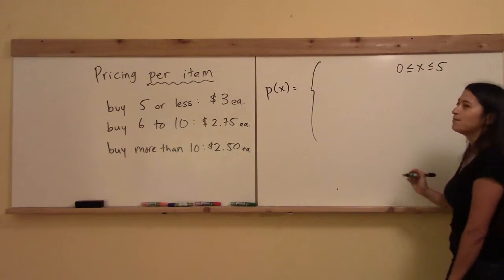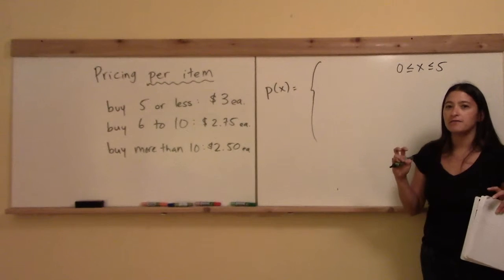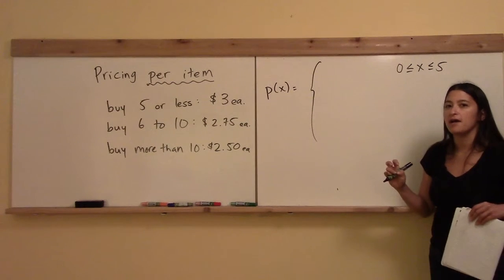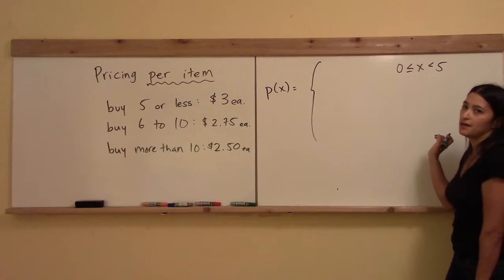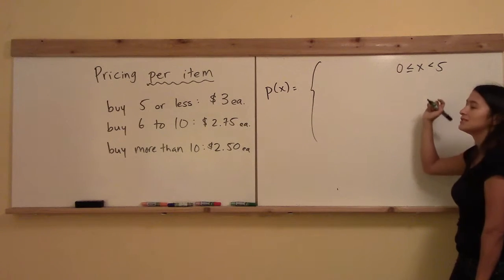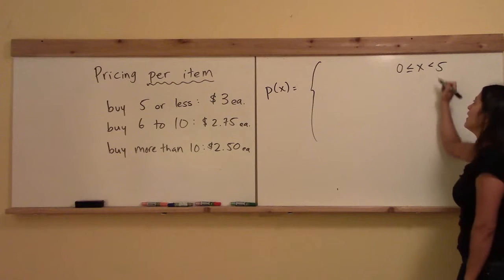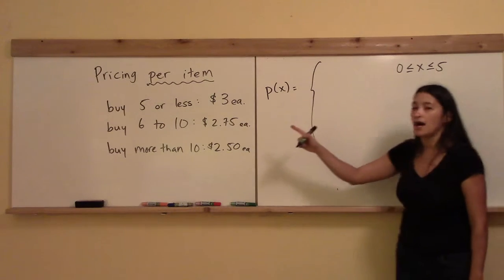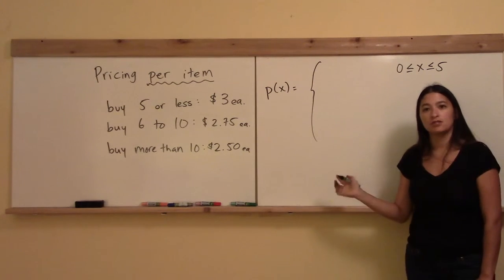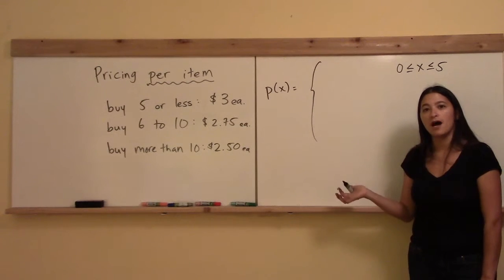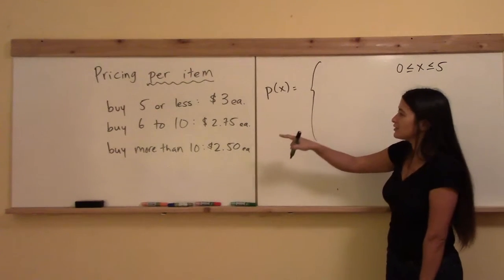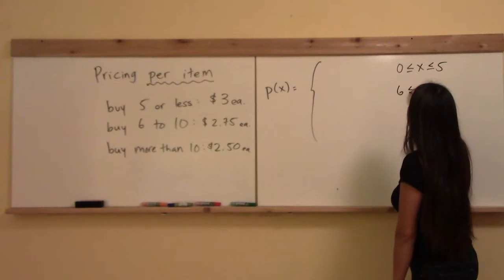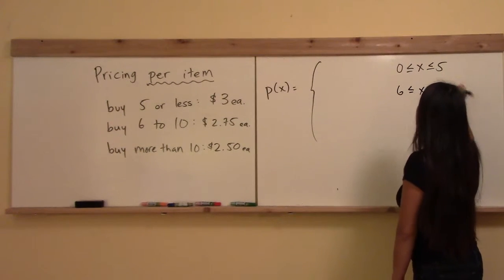If it said buy less than 5, specifically less than 5, then 5 wouldn't count, and then I would get rid of the underline like that. Okay, so this is what it would look like if it said less than 5, and this is what it would look like if it said 5 or less, and the difference is whether or not you included the number 5 into that category. Buy 6 to 10. So that means between 6 and up to 10.